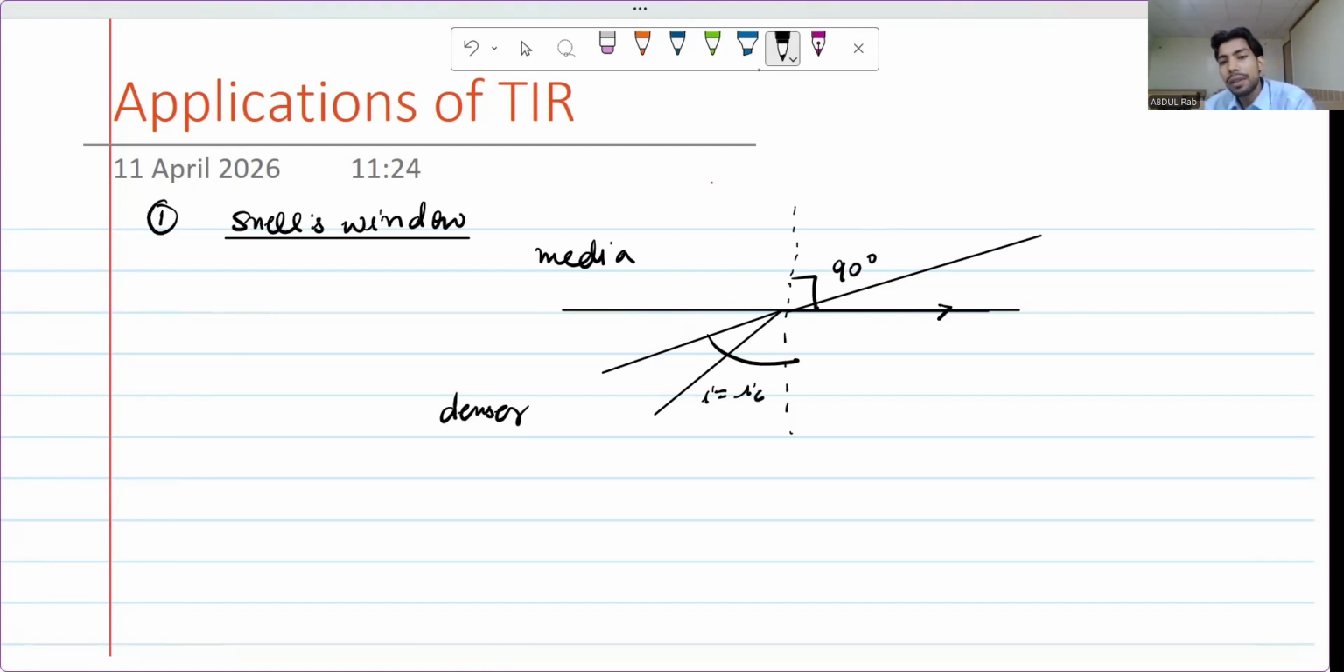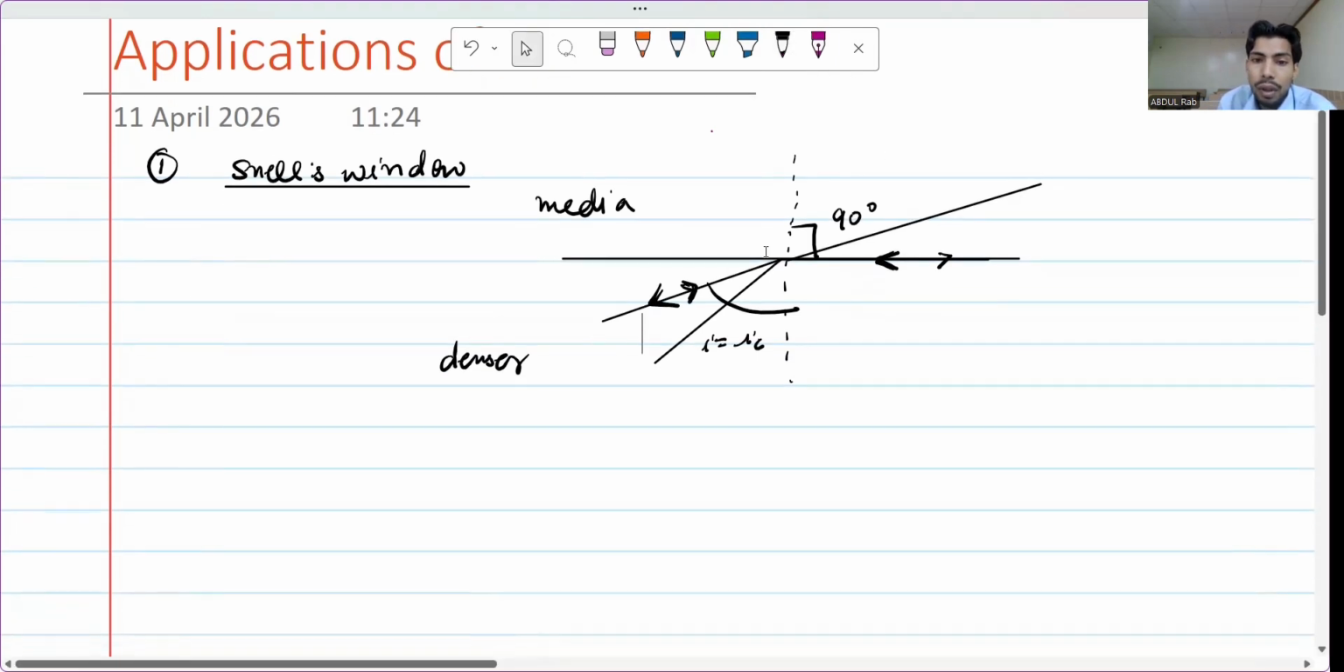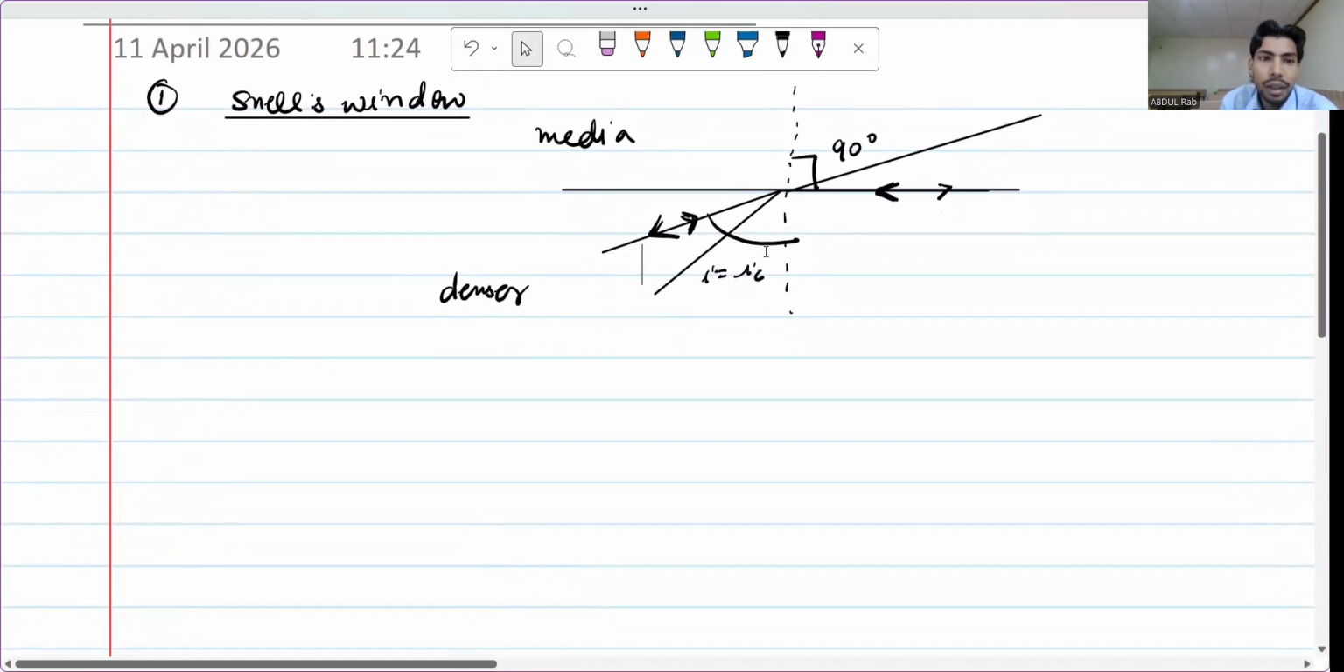Now I will ask you a question based on the principle of reversibility. I am giving you a hint: if this light ray is incident along this refracted path, can you tell me where it will be refracted? Yes, of course, along the original incident path. If previously it were the incident ray and it were the refracted ray, and the refracted ray becomes the incident ray, then the incident ray would become the refracted ray. Exactly, isn't it? This is the principle of reversibility, if you remember. So if you got this concept, then you can easily understand Snell's window.